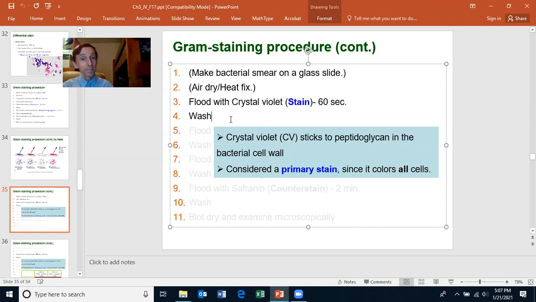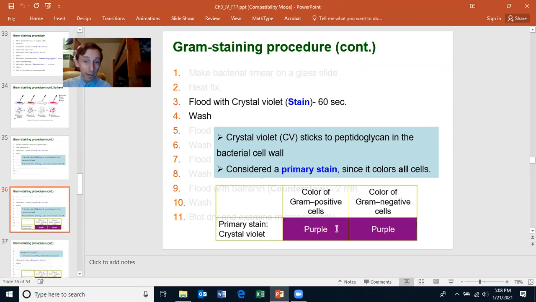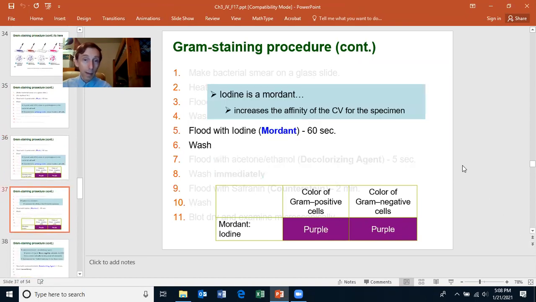You then flood the slide with crystal violet. This is the primary stain. It will color all cells, and it's the first one used, which is why it's called the primary stain. You apply that for 60 seconds or 1 minute, whichever you want to use. And the crystal violet sticks to the peptidoglycan in the bacterial cell wall. All cells, both the gram-positive cells and the gram-negative cells, stain purple after the application of the crystal violet. You then lift up the slide just to get the dye off of it and water wash it.